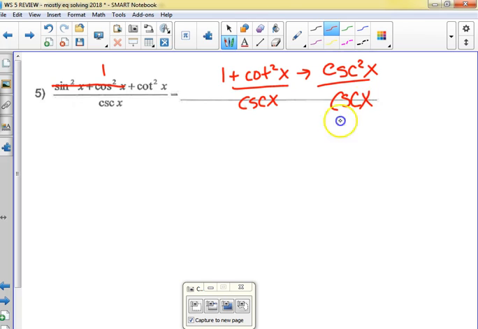It's kind of good that we didn't change everything to sines and cosines, huh? I mean, it would still cancel. It'd just be more steps because one of these is going to cancel one of these, so we're left with a cosecant.